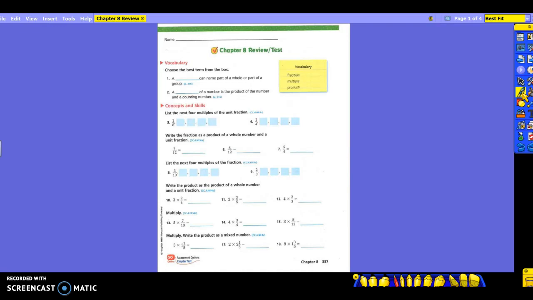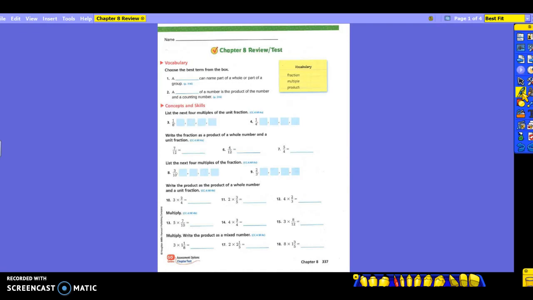Okay, so whatever you're doing is your multiples of the numerator. So you're going to make sure that you're going across in multiples of the numerator. You're not just going to put 1/8, 1/8, 1/8, 1/8, 1/8. Do you understand that? Yes? Okay. The next section says to write the fraction as a product of a whole number and a unit fraction. So you have to have a whole number times a unit fraction. That's what that's meaning. Okay, we've done lots of those also.